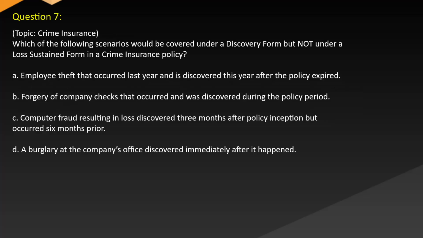Question 7. Topic: crime insurance. Which of the following scenarios would be covered under a discovery form but NOT under a loss sustained form in a crime insurance policy? A. Employee theft that occurred last year and is discovered this year after the policy expired. B. Forgery of company checks that occurred and was discovered during the policy period. C. Computer fraud resulting in loss discovered 3 months after policy inception but occurred 6 months prior. D. A burglary at the company's office discovered immediately after it happened.